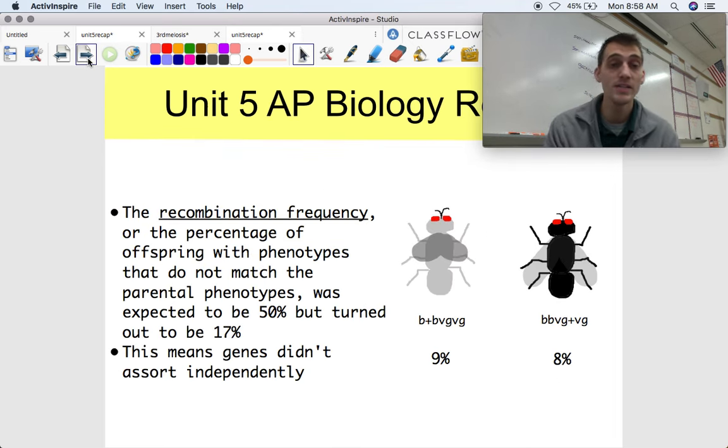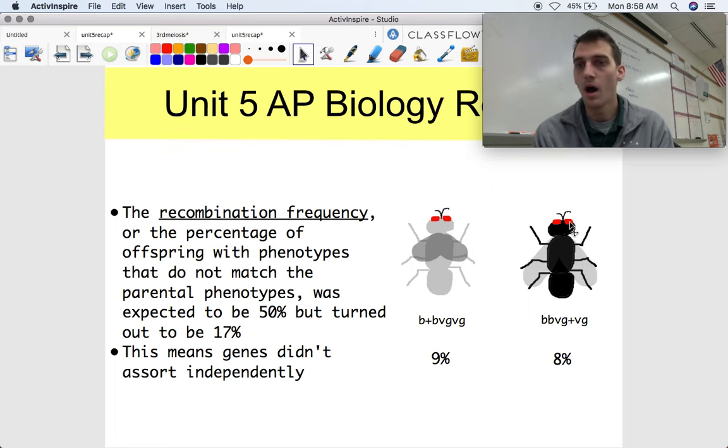So the recombination frequency is the percentage of the offspring with phenotypes that do not match the parental phenotypes. Remember, the parental phenotypes were the wild type and the double mutant. So the flies with the gray body and vestigial wings don't match the parents, and the black body and normal wings don't match either. That's what we call the recombinants. If that's not 50%, then those genes did not assort independently.